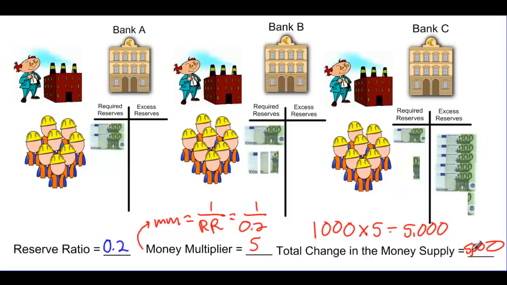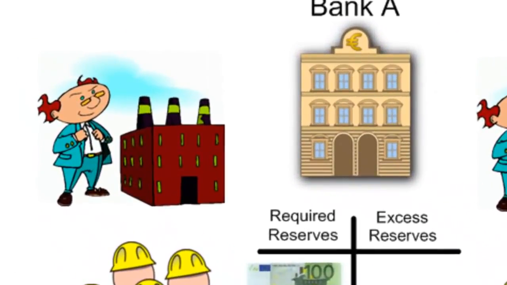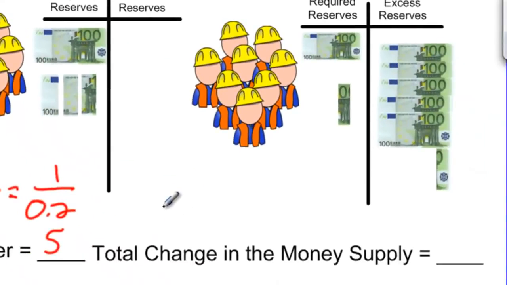In fact, if we take into account that the money the original entrepreneur used to pay for the manufacture of his goods and to pay his workers was already part of the money supply, then the actual change in the money supply will be 5,000 euros minus the original 1,000.